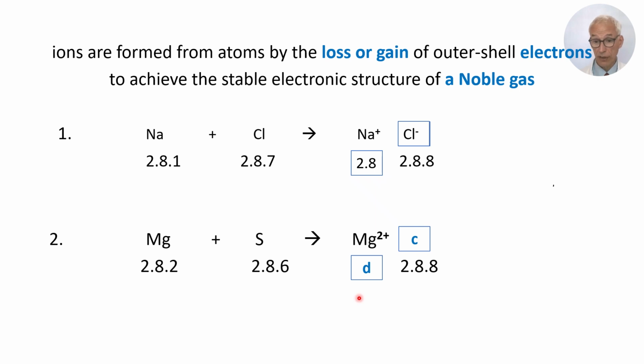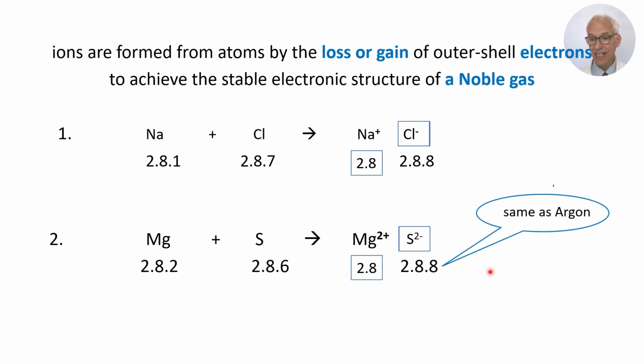Okay, so I'm going to reveal my answer. Magnesium 2,8,2 as an atom becomes 2,8 and a 2 positive ion. Sulfur was 2,8,6, has gained 2 electrons to go 2,8,8 and therefore has got a 2 negative charge. Note 2,8,8 is the same as the electron configuration of argon, a noble gas.